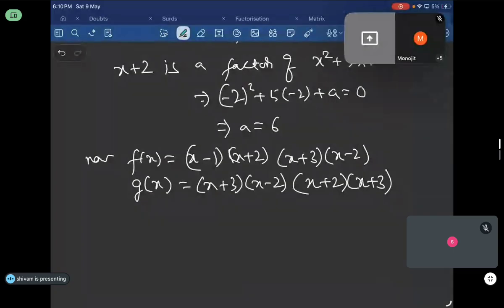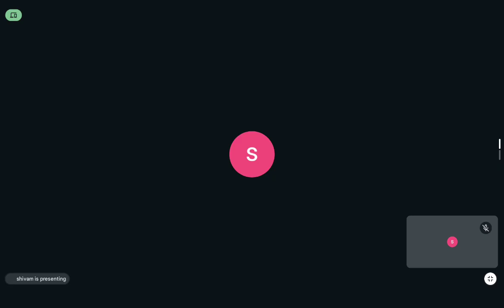What is the factorization of x square plus x minus 6? Tell me. x square plus 3x minus 2x, plus 6 minus 1, right? No, okay. x plus 3 into x minus 2. x plus 3 into x minus 2.